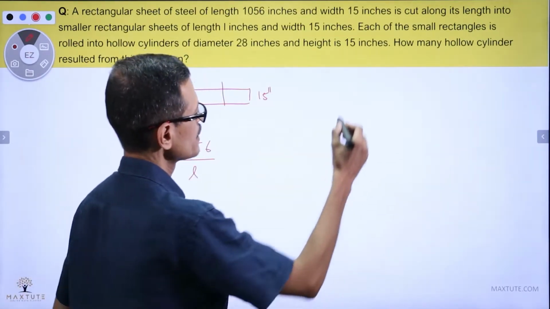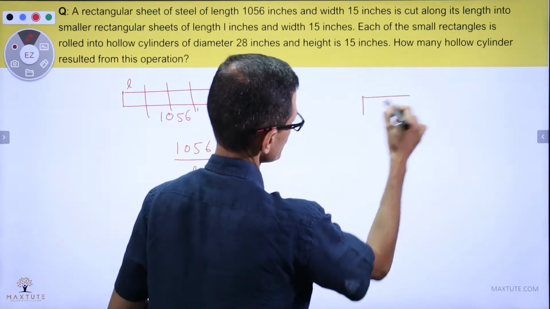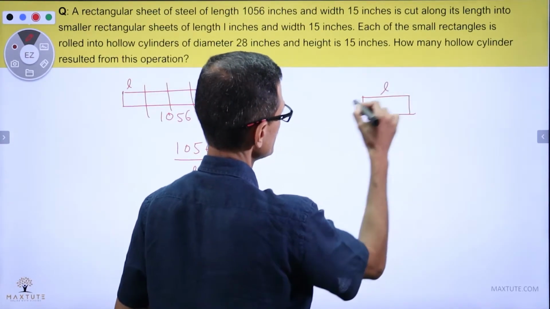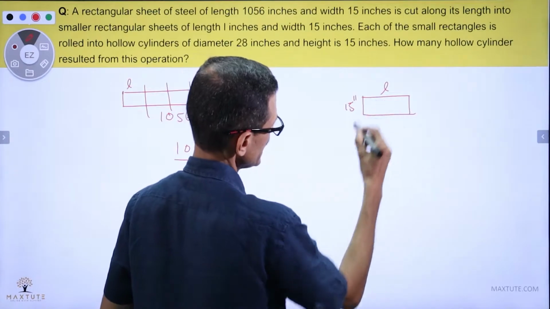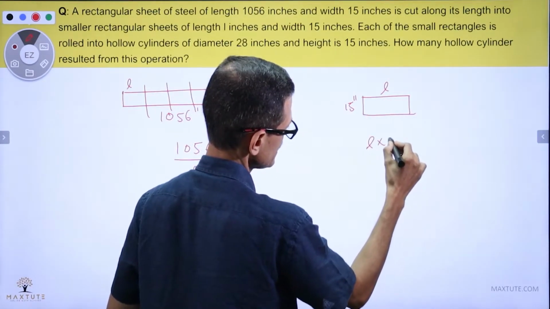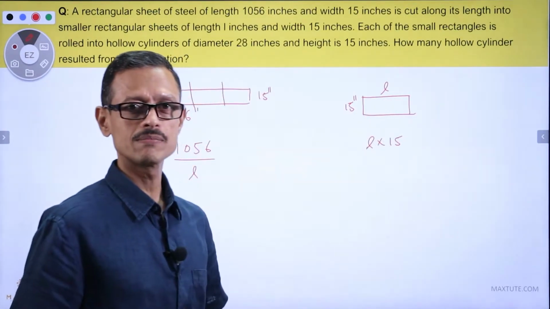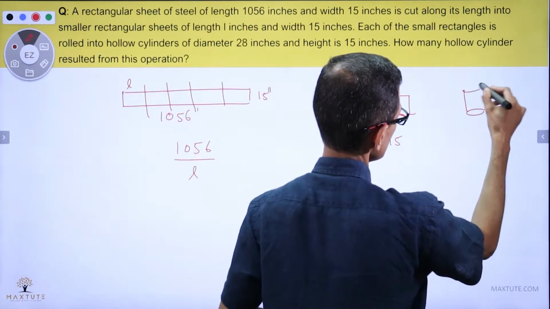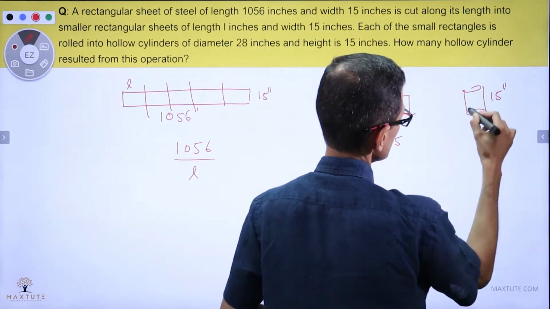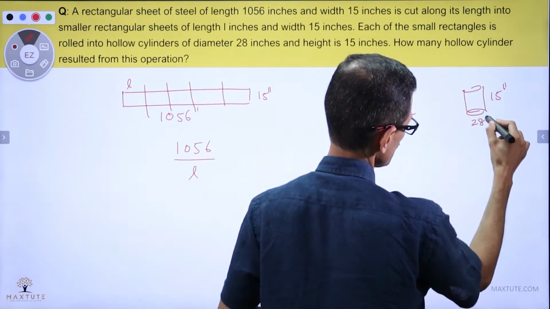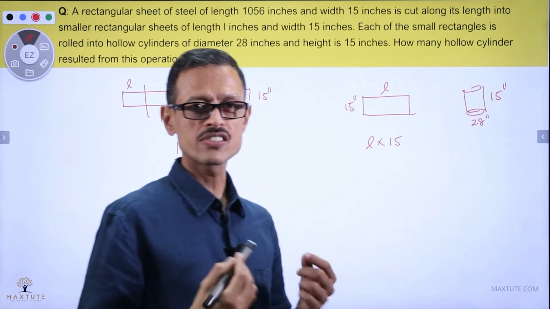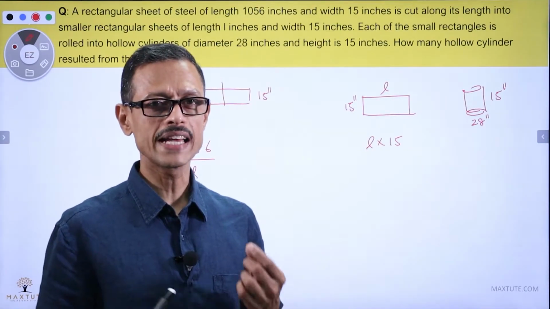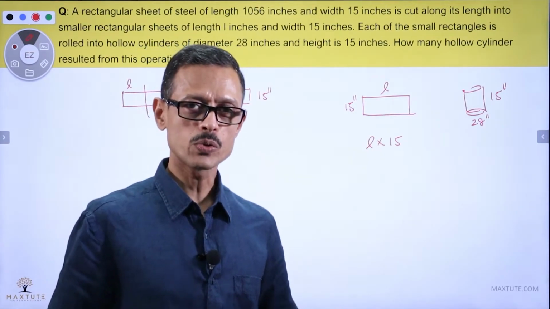Area of the rectangle is of length L, width is equal to 15. So area of the rectangle is equal to length into width, which is length times 15. It is folded into a cylinder. The height of the cylinder is equal to 15. Diameter of the cylinder is equal to 28. Curved surface area of the cylinder, we know the formula is equal to 2 pi r h. Take pi to be equal to 22 by 7.